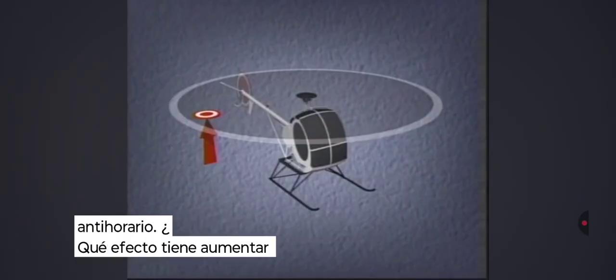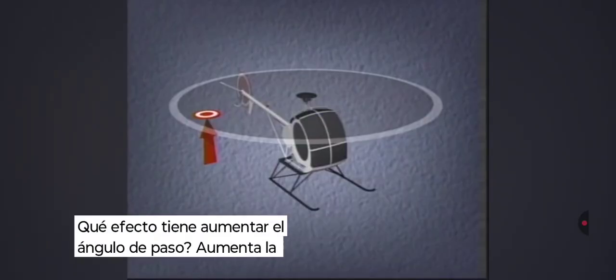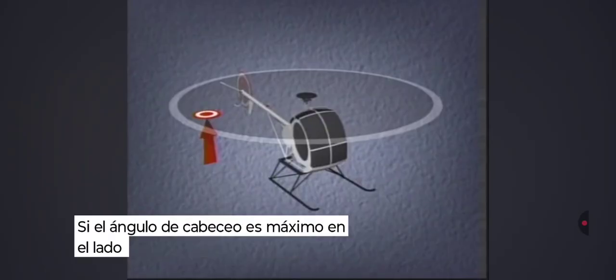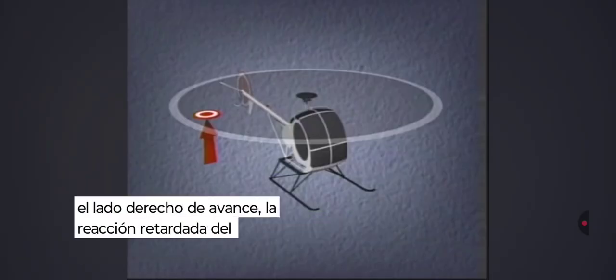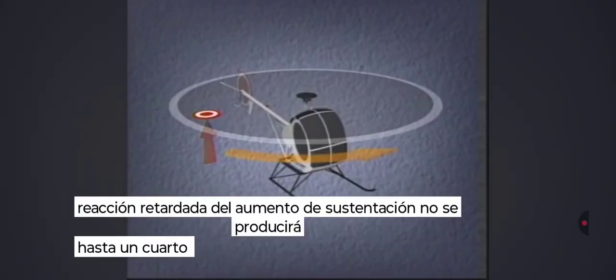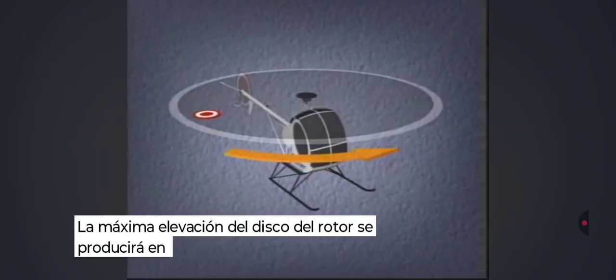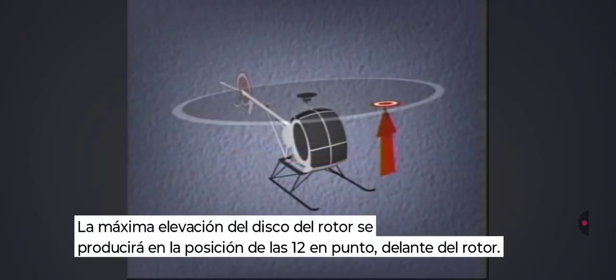What is the effect of increasing pitch angle? It means you'll be increasing lift. If the pitch angle is at a maximum on the advancing right side, the delayed reaction of increased lift won't occur until a quarter turn later. The maximum rise in the rotor disc will be at the 12 o'clock position, in front.